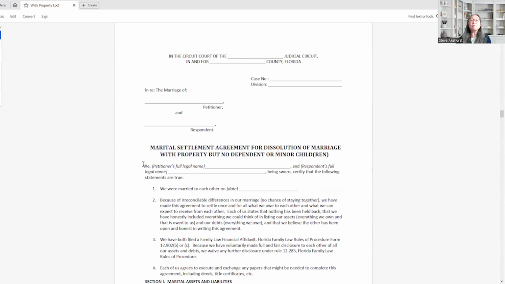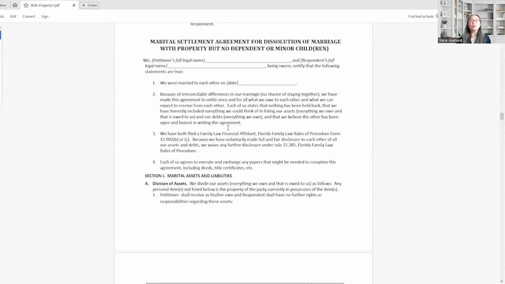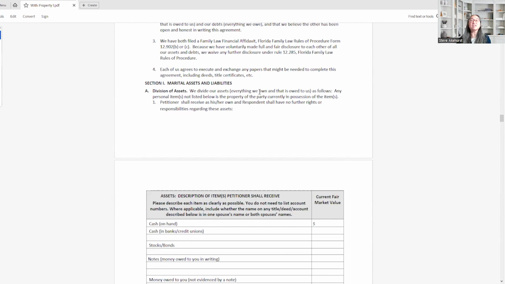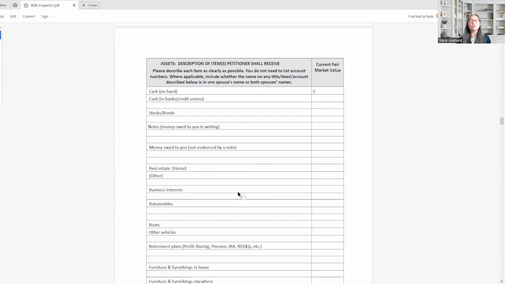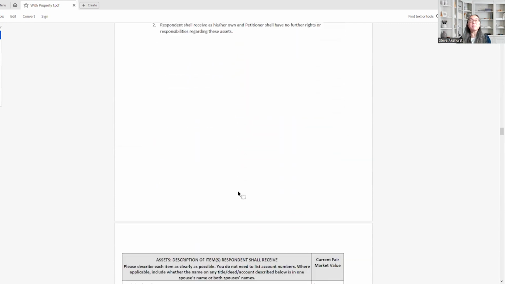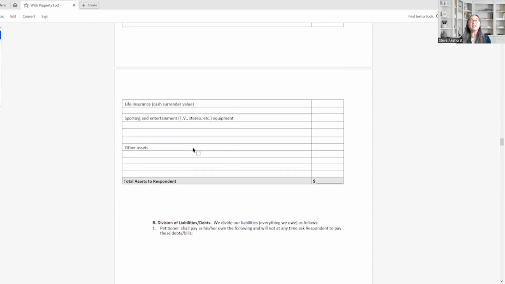And as you can see, you both have to sign it. We, the petitioner and the respondent, agree to X, Y, and Z. So you're saying that the marriage is broken and you've exchanged the financial affidavit and you're agreeing to how the assets are divided. So you have division of assets. The petitioner gets X, Y, and Z, everything. You got to list all the things the petitioner gets, right? And then the respondent gets whatever else. And then you got to list everything the respondent gets.